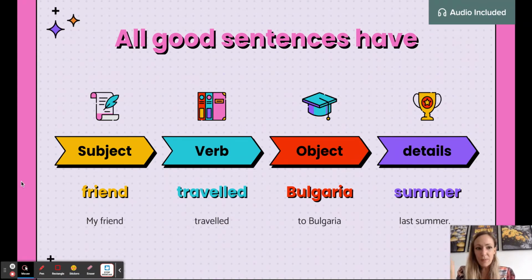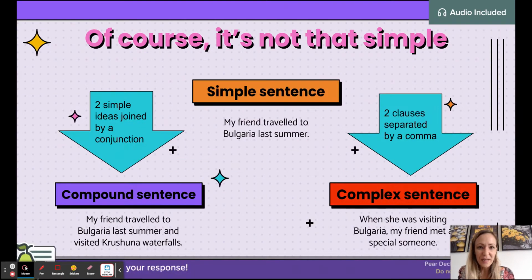So here's an example of a simple sentence with these blocks. My friend traveled to Bulgaria last summer. My friend is the subject, the verb is traveled, the object is Bulgaria, telling me where she or he traveled, and last summer is the details. Okay, so that's a simple sentence. We're in grade 10. Not all sentences are so simple, as you know.